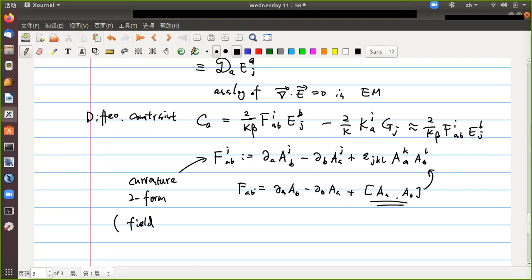And similarly for A, if you are from a field theory background, you will call it a gauge potential. And if you are a geometry background person, you will call it a connection. But they are the same thing. A^I_J is the gauge potential.